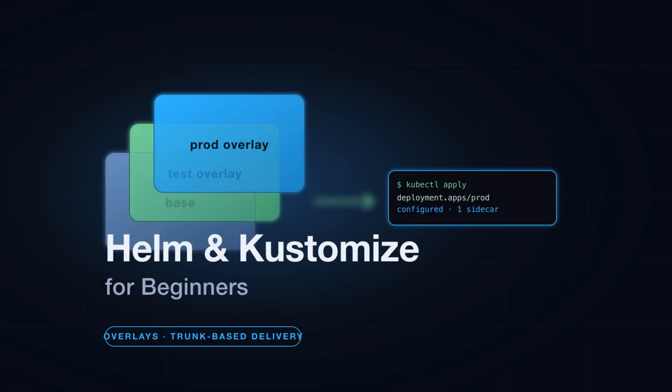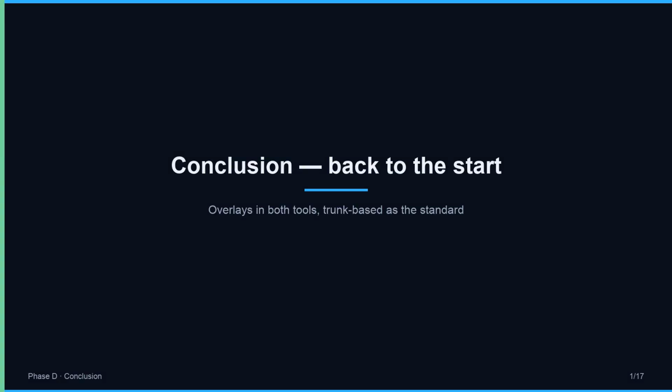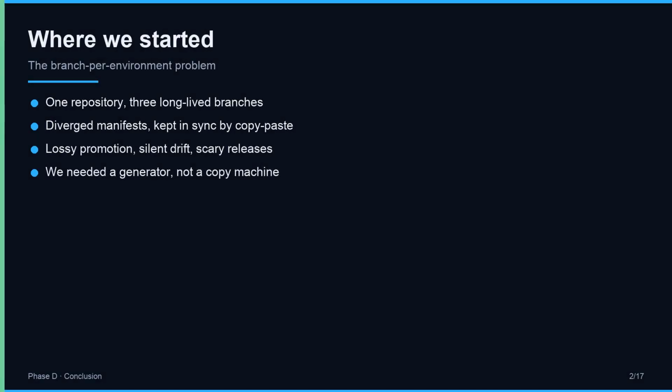We have reached the end. In this final lesson, we bring the whole series together and tie it back to the question we started with. We began with a question: how do you manage many environments without going mad? This lesson answers it. Finally, overlays, implemented by both Helm and Kustomize, on a trunk-based foundation that is the industry standard. Remember where we started.